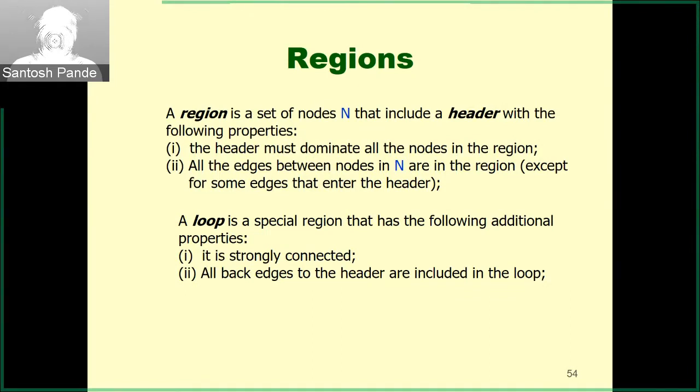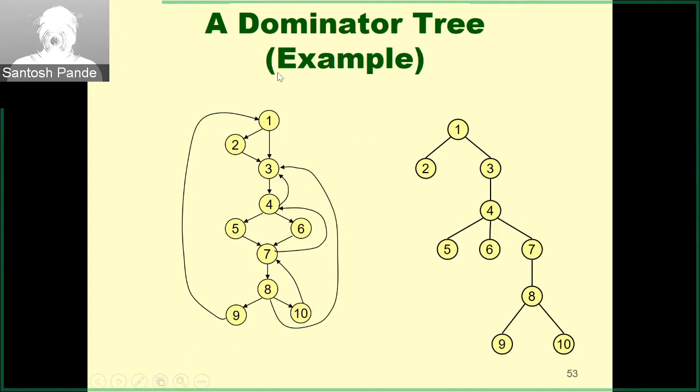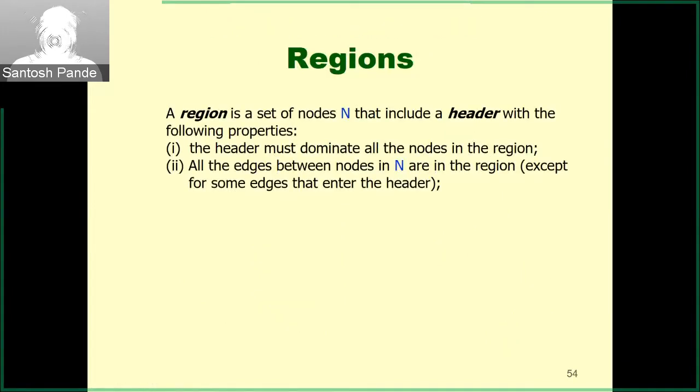So a region of a node which dominates a set of nodes is typically defined as the header which dominates all the nodes in that particular region. So for example, 1 dominates 2 and 3, and that would be forming a region of domination. And all the edges in between are also included in the region of domination.